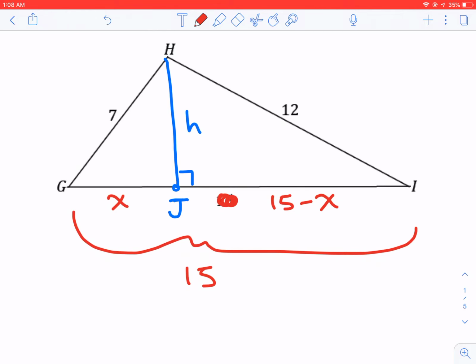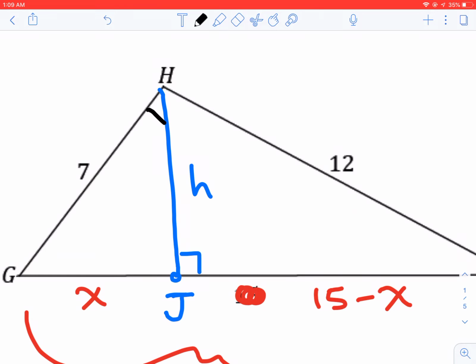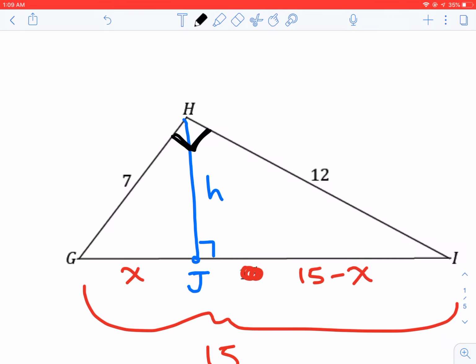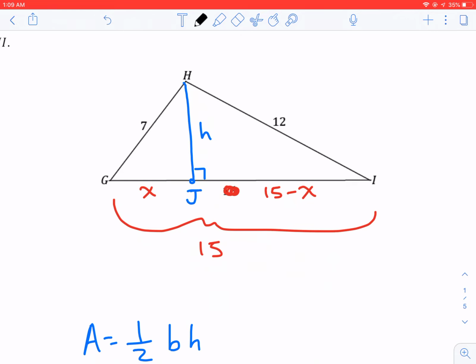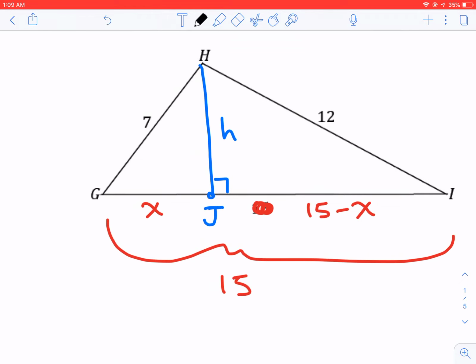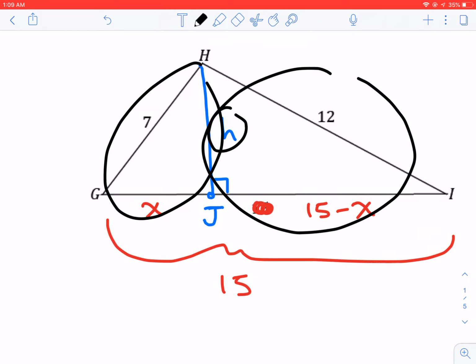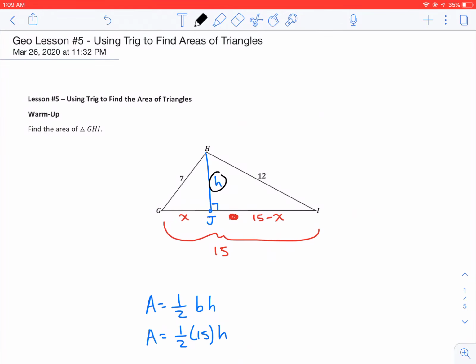Alright, if you're thinking this is a HL or SAS problem right now, it isn't, because that is not a right angle, right? HL and SAS only work when we draw an altitude from the vertex of a right triangle. I never said GHI was a right triangle, so not HL and SAS. So again, we're looking for h. I have two right triangles. Let's apply the Pythagorean theorem two times.